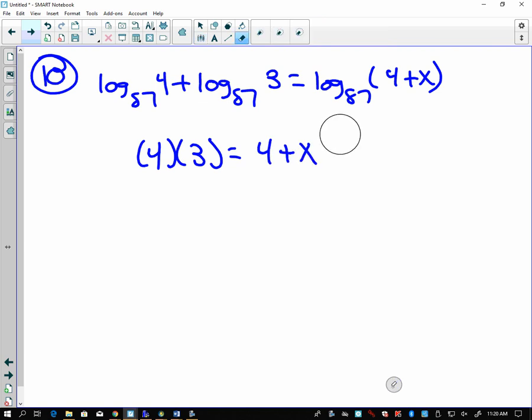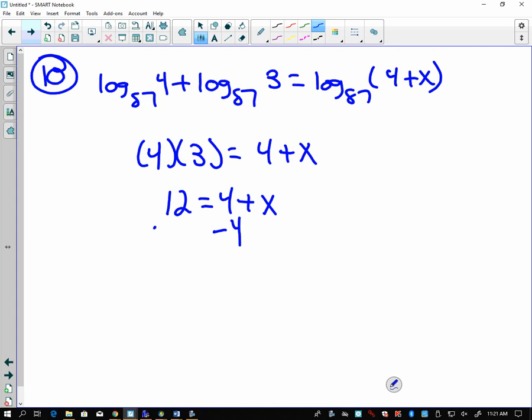Okay. What's 4 times 3? I don't know. I'm sorry. 4 plus x. Okay. What do I do now? Subtract 4. X equals 8. Are we starting to feel a little silly about some of these? Yes, sir. Okay. Addition becomes multiplication whenever I factor out the log. Subtraction becomes division. Now the term first, so if this was subtraction, it would be 4 divided by 3, right? Okay.